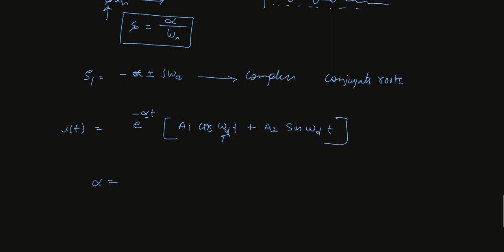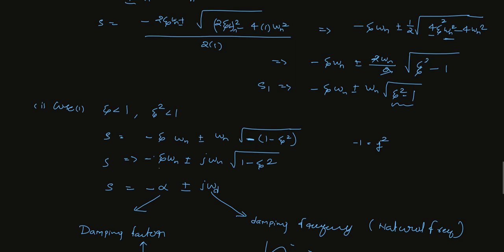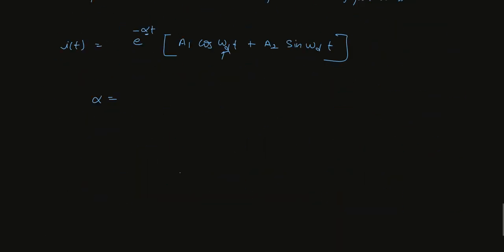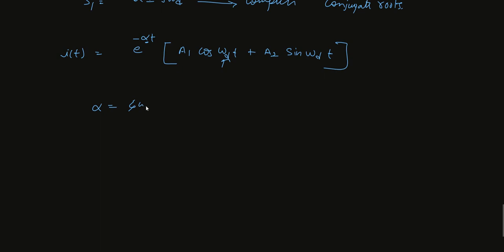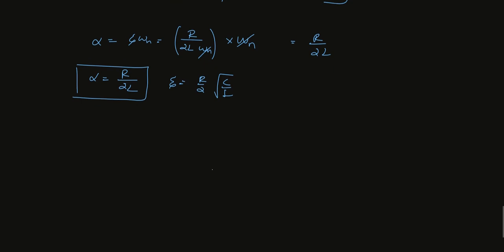So alpha for this case, if we compare, is nothing but zeta into omega n. Already we know the zeta value: zeta is r by 2l into omega n. If you multiply by omega n, these two will cancel, and it comes to r by 2l. So this is the damping factor, r by 2l for the series RLC circuit, and the damping ratio zeta is r by 2 into root over c by l. This was already derived in the last lecture.